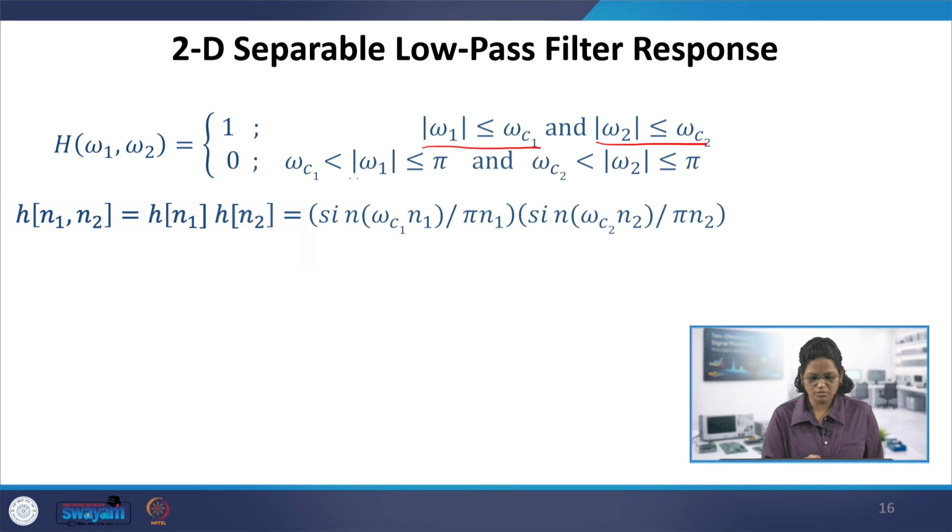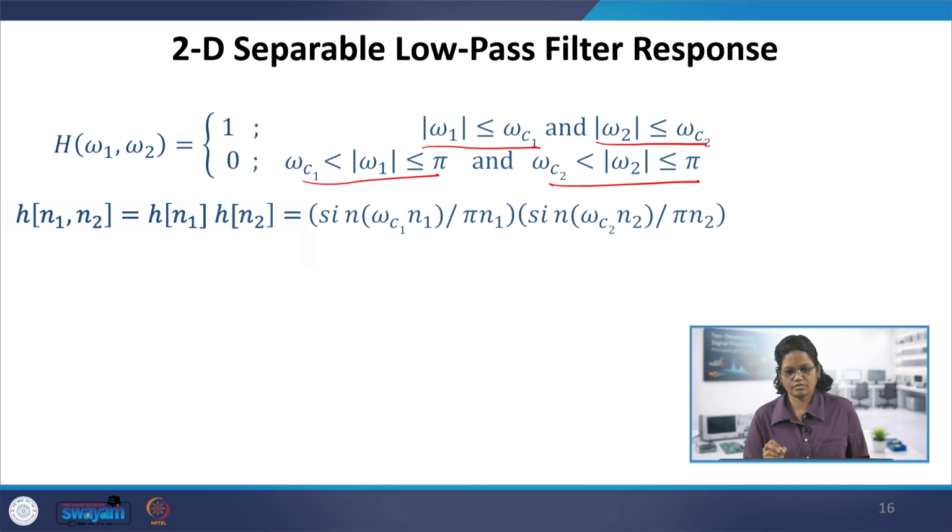Whereas for omega between omega c1, the cutoff frequency, and pi, this is 0. So it is 1 in the passband, like what we say in the case of the ideal low pass filter in 1D. It is similar here in 2D: H of omega equals 1 for omega less than or equal to omega c, and it is 0 otherwise. So the same thing is extended here in 2D.